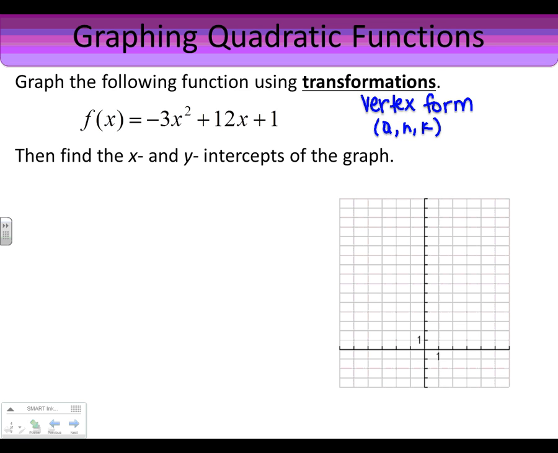So we're going to start with our function. I'm going to rewrite it. f of x is equal to negative 3x squared plus 12x plus 1. Remember, the first thing to do is always to get this c value on the other side. This is where it's going to be a little bit different from before. When we were completing the square before, our function was equal to 0. Now it's equal to f of x. So you cannot forget about that f of x.